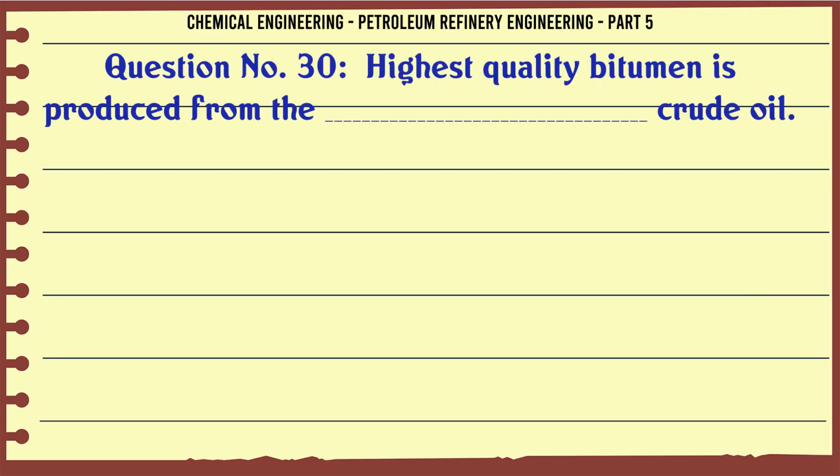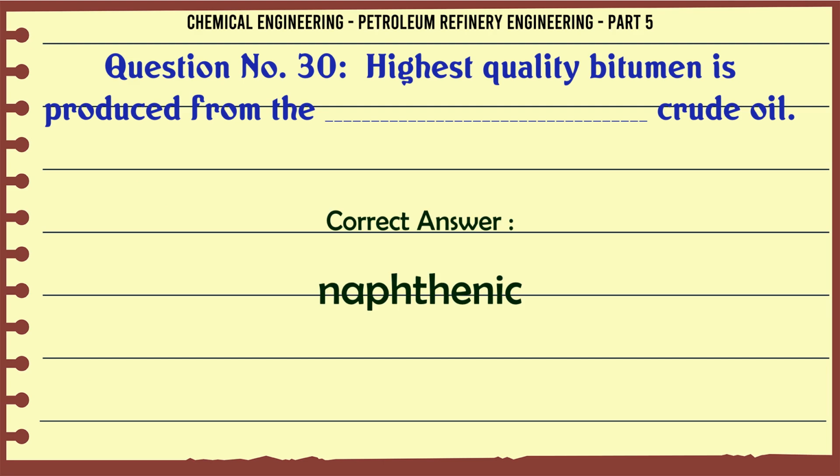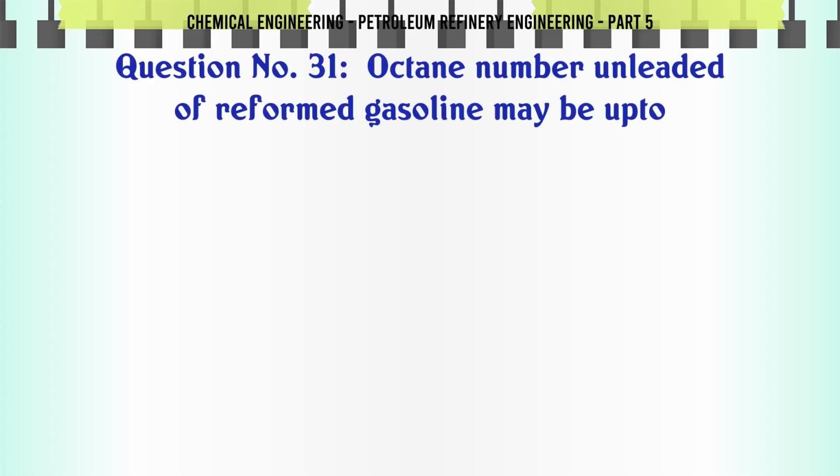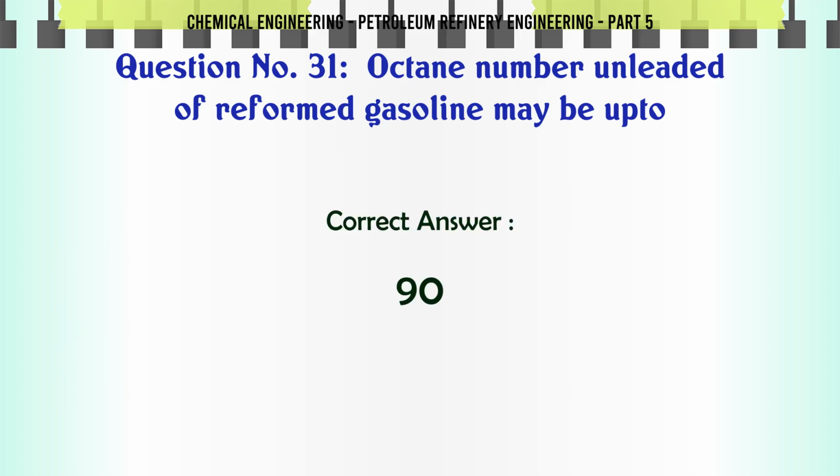Highest quality bitumen is produced from the blank crude oil. A. Paraffinic. B. Naphthenic. C. Intermediate. D. Mixed. The correct answer is naphthenic. Octane number (unleaded) of reformed gasoline may be up to: A. 60, B. 70, C. 80, D. 90. The correct answer is 90.